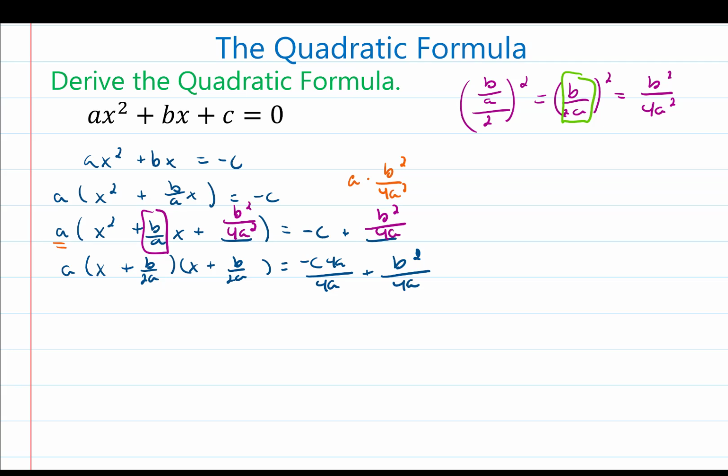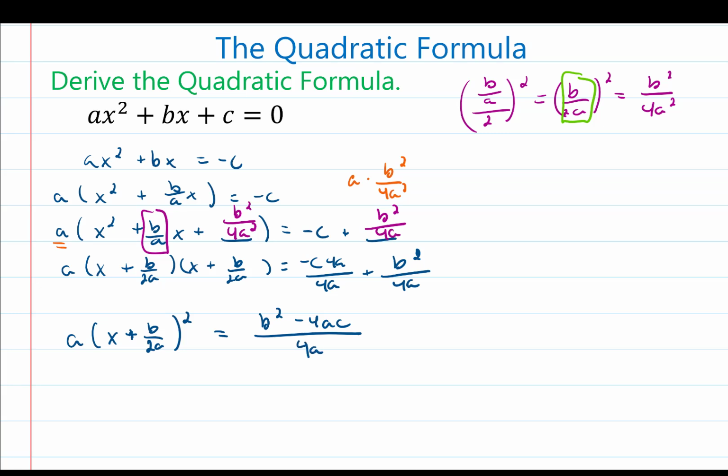Now I'm going to rewrite the left side, so I have a times x plus b over 2a quantity squared. Because those two binomials were identical, I can write them as one binomial squared. On the right side, I'm going to combine this to one fraction and do some rewriting so that it looks a little nicer. So I'm going to put the b squared first minus 4ac. So I just reordered the c, the 4, and the a, which you can do based on the commutative property of multiplication. And it's all over 4a.